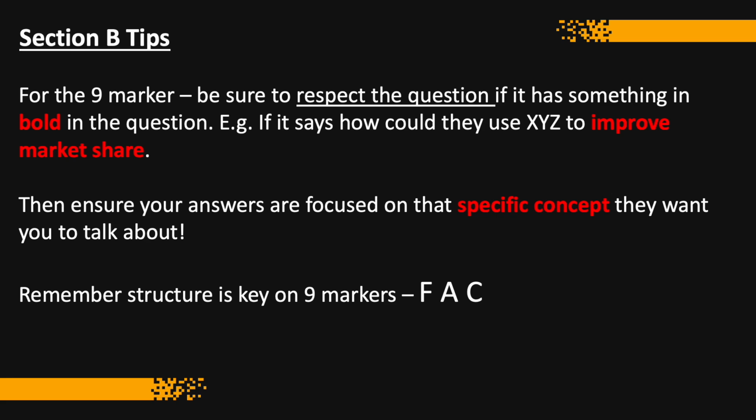Remember, simply put, the structure for 9 markers is for, against, conclusion, FAC, with a bit of it depends thrown in for evaluation to get into that level 3. Now, 9 markers, make sure your structure is there. 3 nice, juicy paragraphs, in depth. Section B.